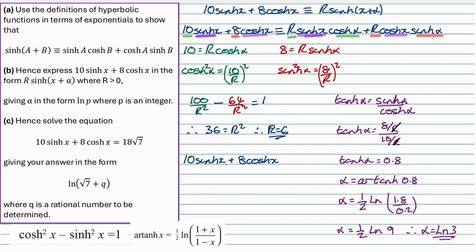So 10 sinh x plus 8 cosh x is identical to 6, which is r, times the sinh of x plus the natural log of 3. And that's part B. Then for part C, we need to use this to solve this equation. But you can see that we've just worked out 10 sinh x plus 8 cosh x. So I'll substitute all of this into this left-hand side.